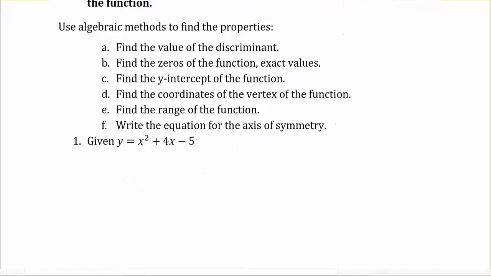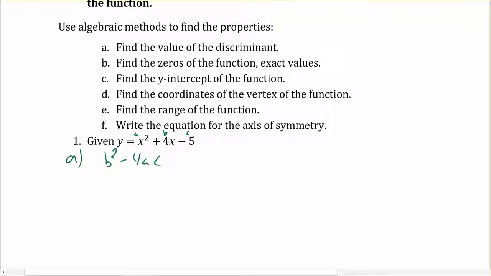Okay, so for these ones, we're just going to go through A to F and go over some of the stuff we've done already. So A says find the value of the discriminant. Remember the discriminant was that b squared minus 4ac, the part under the square root in the quadratic formula. So b in this case was, maybe I'll put them over top, b was 4, right in front of the x, a was 1, and then the minus 5 was c.